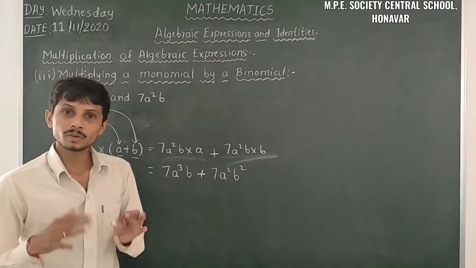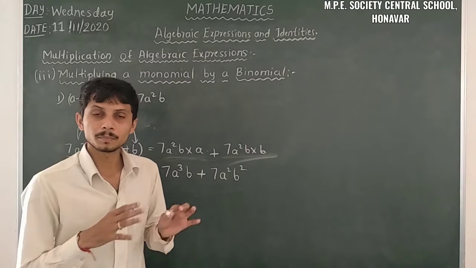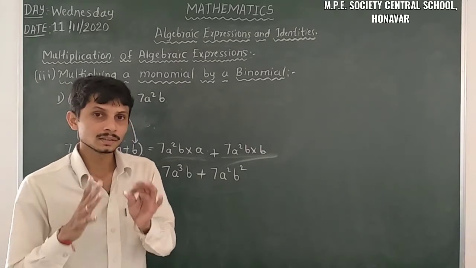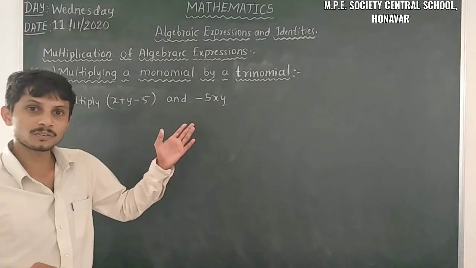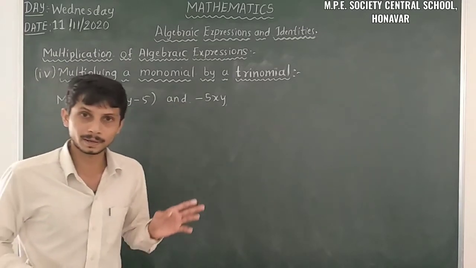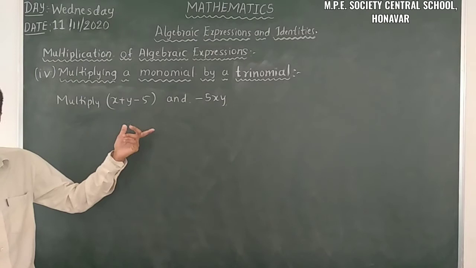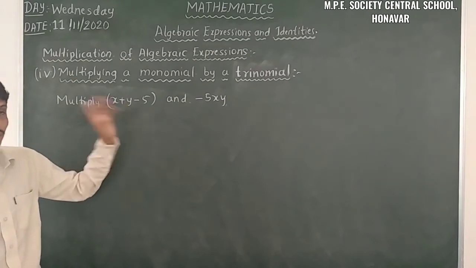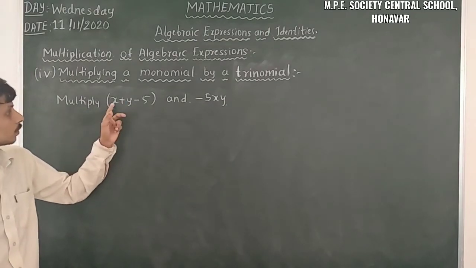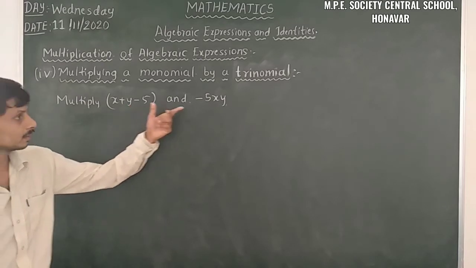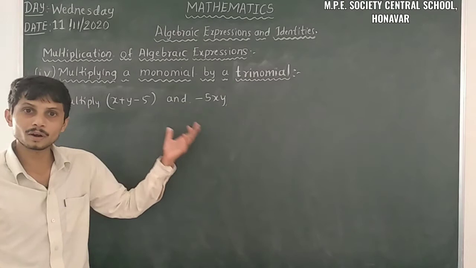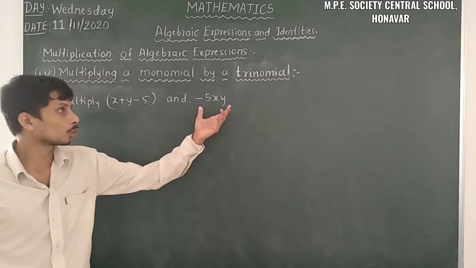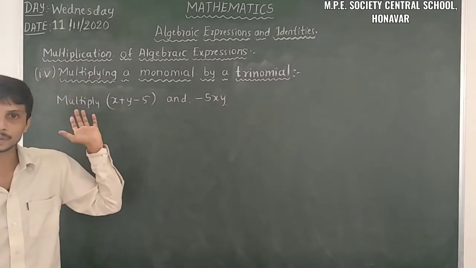Now we move on to the next part, that is multiplying a monomial by a trinomial. We take an example for multiplying a monomial by a trinomial. Here is the example. Just observe, there are three terms here, so it is a trinomial, and here it is only a single term, a monomial. So we have to multiply a monomial by a trinomial.